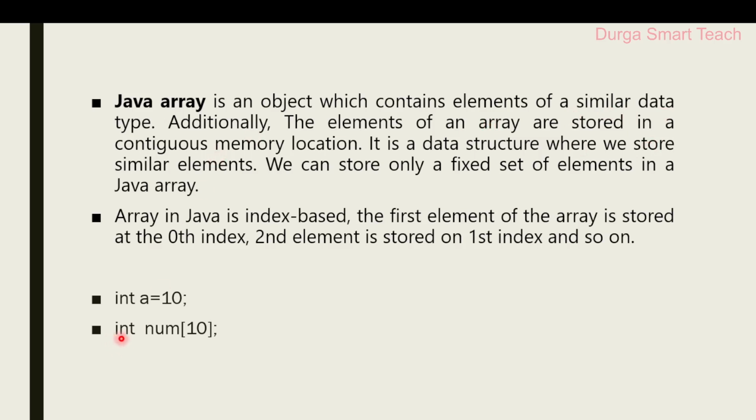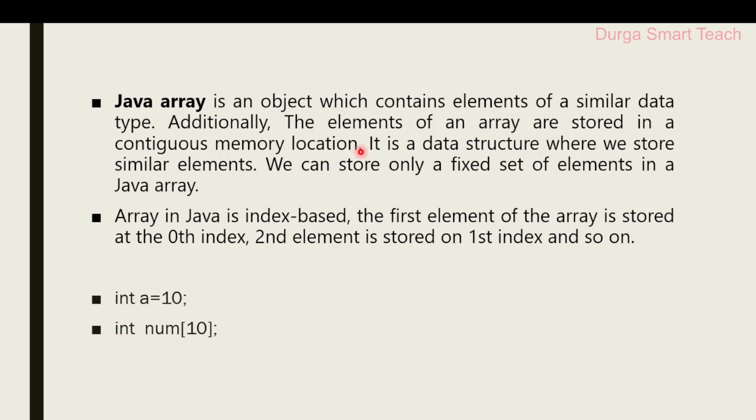Here int is a data type, num is a variable name, the array variable name, and 10 is the size. So this array variable has the capacity to store 10 values, but the condition is that all these 10 values belong to the same data type. It is not possible to store one integer, one float, and a character string. All the 10 elements belong to the same data type.